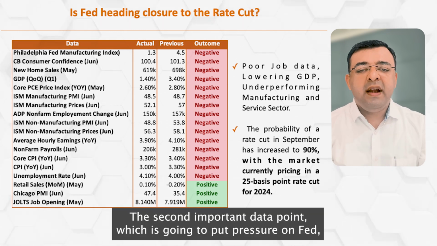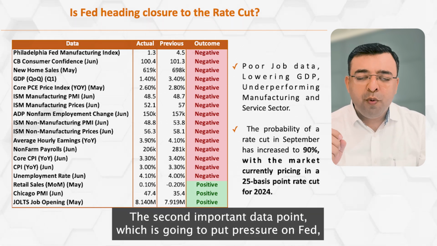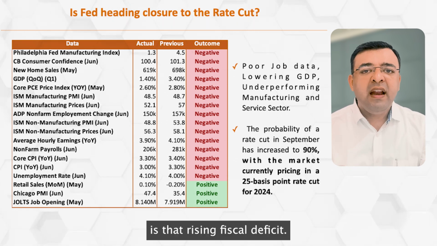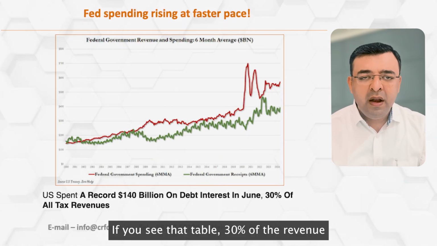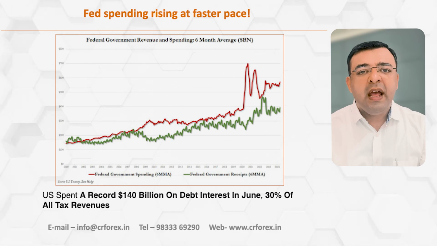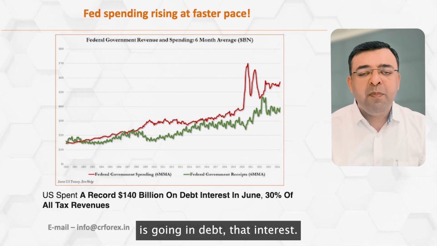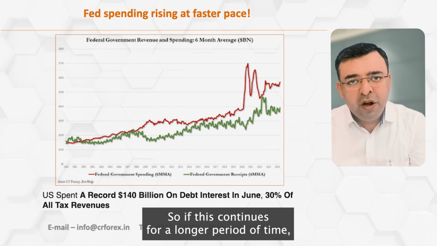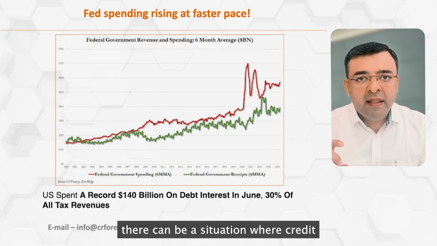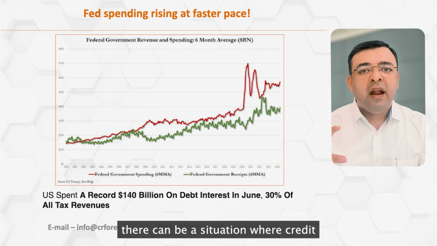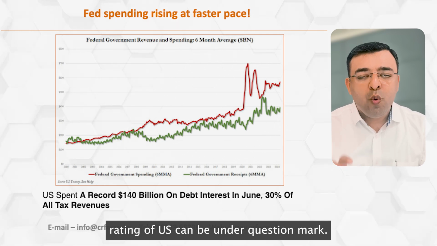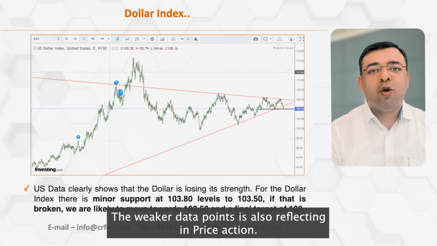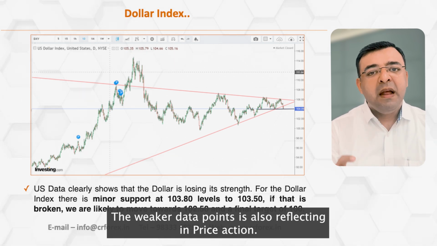The second important data point which is going to put pressure on the Fed is the rising fiscal deficit. If you see the table, 30% of the revenue is going in just debt interest servicing. If this continues for a longer period of time, there can be a situation where the credit rating of the US can be under question mark. The weaker data points are also reflecting in price action.